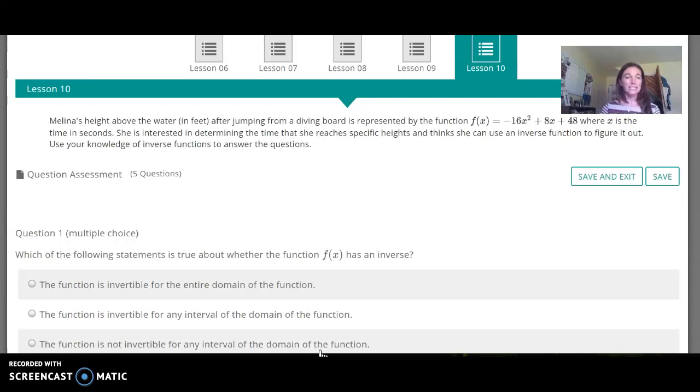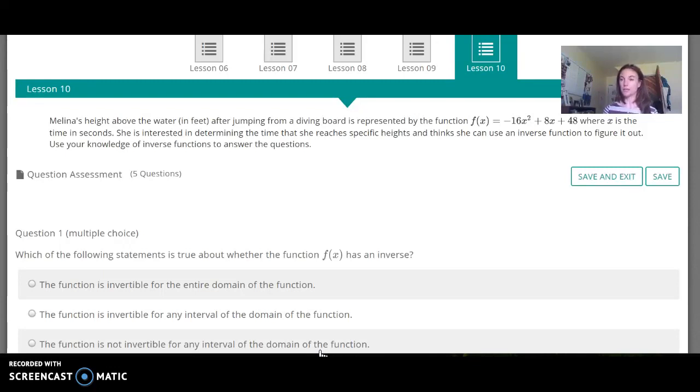All right, Melina's height above the water in feet after jumping from a diving board is represented by the function f of x equals negative 16x squared plus 8x plus 48, where x is the time in seconds. She is interested in determining the time that she reaches specific heights and thinks that she can use an inverse function to figure it out. Use your knowledge of inverse functions to answer the questions.